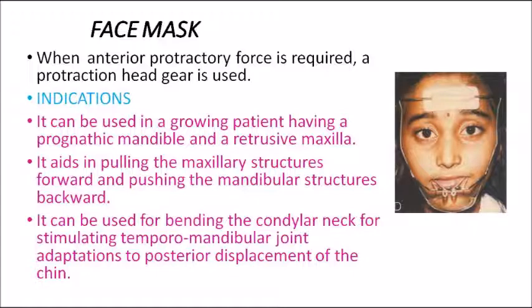In addition to that, apart from the class 3 scenario where you have a retrusive maxilla and prognathic mandible, if a child is undergoing a posterior displacement of the chin, then post that surgery or post that treatment, this can also be used for bending the condylar neck, and that can stimulate the TMJ adaptation. So in such scenarios also a face mask is advocated so that it bends the condylar neck and thereby stimulates the TMJ adaptations to the posterior displacement of the chin.